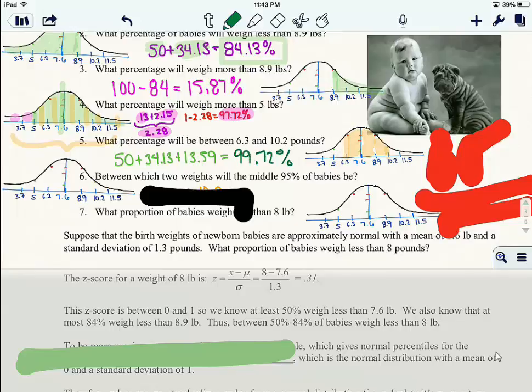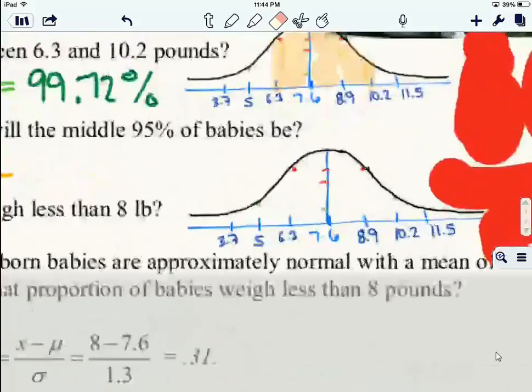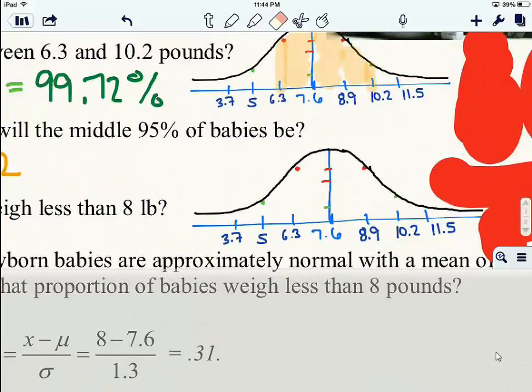Then number 6 says, between which two weights will the middle 95% of babies be? Well, that is 2 standard deviations, 5 and 10.2. Finally, it says, what proportion of babies weigh less than 8? So I go on here and I have a problem because 8 is not on one of my standard deviation lines. And I want less than 8. So I've got 50% here plus this proportion.